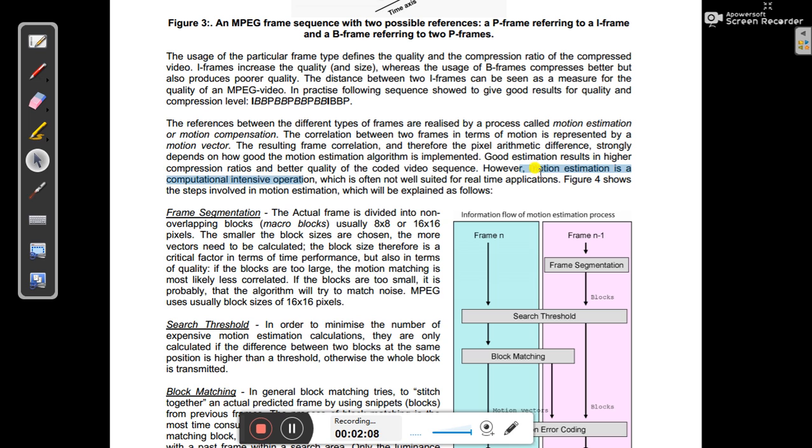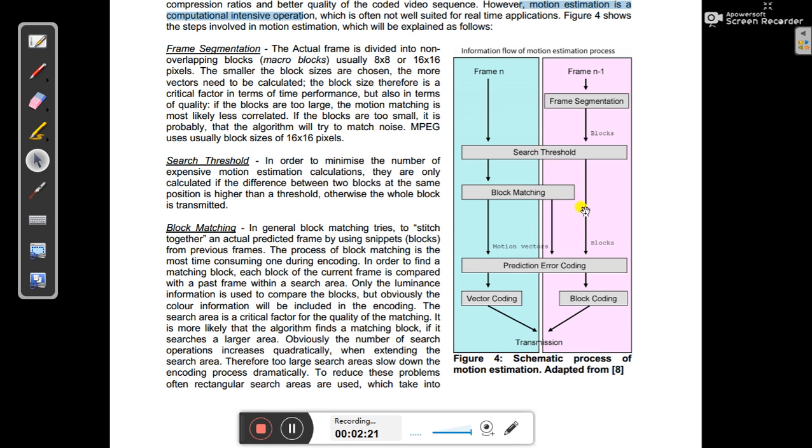So try to understand this. Motion estimation is a computationally intensive operation which is often not well suited for real-time applications. Figure 4 shows the steps involved in motion estimation, which will be explained as follows. Here you can see figure 4, the schematic process of motion estimation, adapted from reference 8. So what is that?